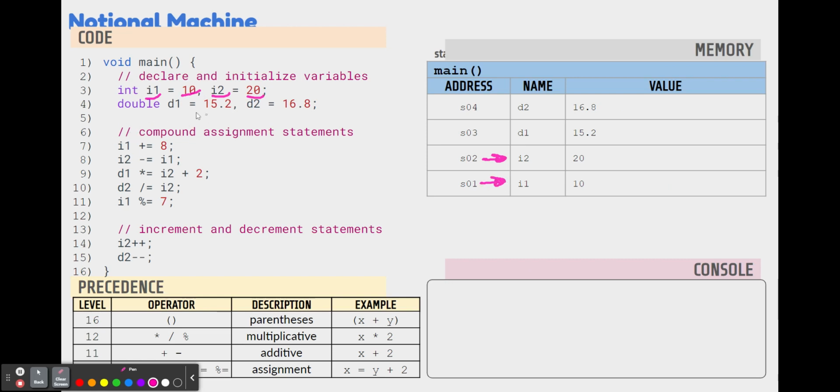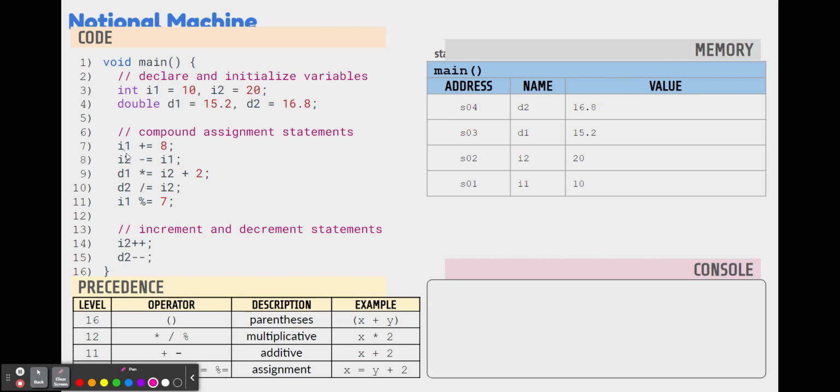On line 4, we are declaring and initializing two double variables, D1, we are initializing to the double literal 15.2, and D2, we are initializing to the double literal 16.8. Both of those are in memory also. So we're going to move on and look at lines 7 through 11. That is where our new content comes in.